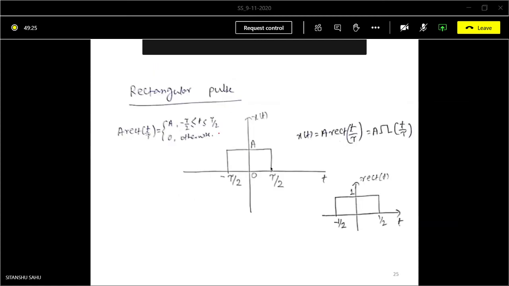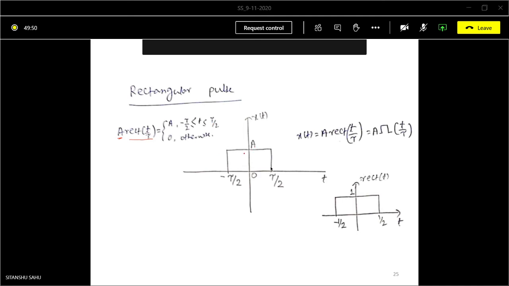Then this is the rectangular pulse. The rectangular signal is defined as A into rect(t/tau). Here A is the amplitude of the rectangular function, and it has this amplitude from minus tau by 2 to plus tau by 2, and 0 otherwise.